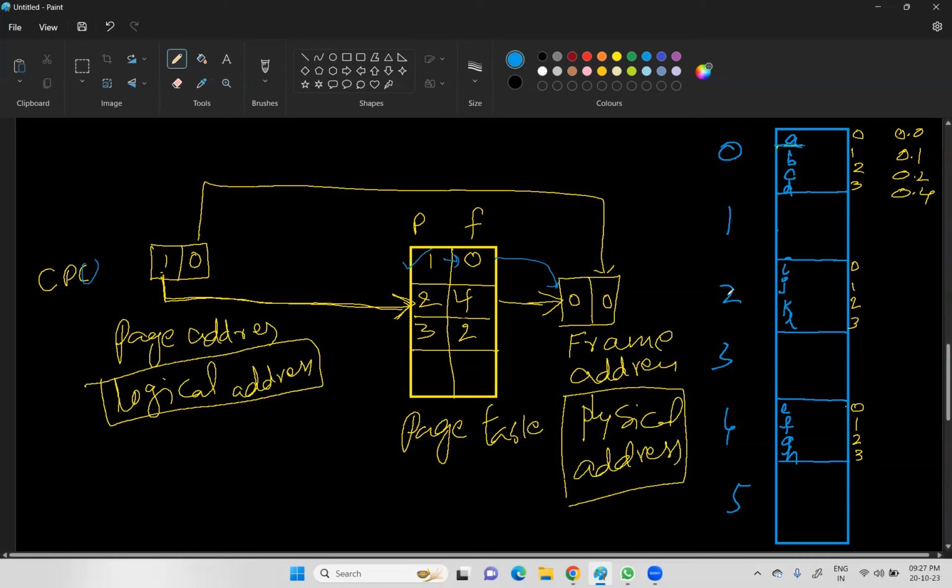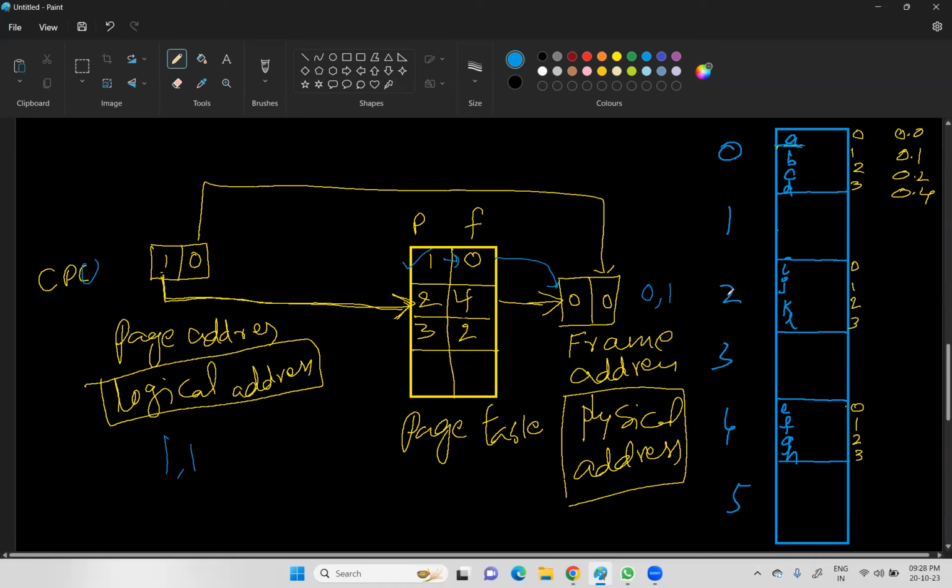Again, for example, the CPU can generate 1 comma 1, page number 1, and instruction number 2 can be executed. It will be forwarded to this one. Sorry, it is not 1 comma 1, it is 0 comma 1: the 0th frame number and the first instruction. Displacement number 1 is 1.